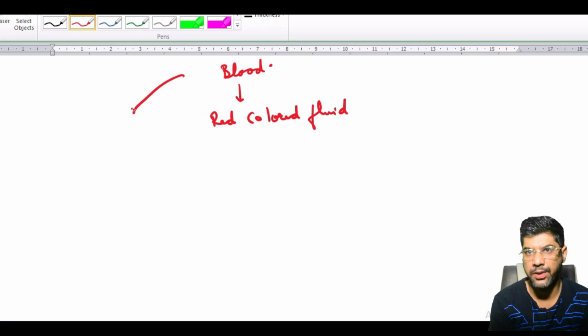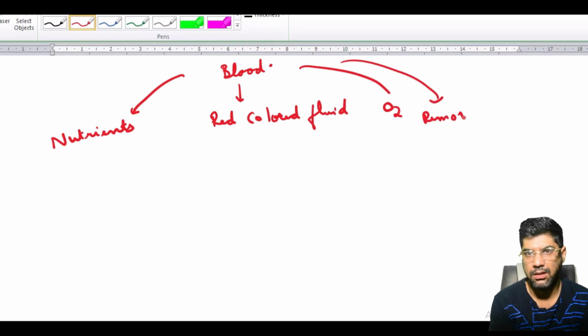It carries nutrients to all parts of the body. It carries oxygen to all parts of the body. And apart from that, it removes waste products including carbon dioxide. So blood, remember, color of blood. What are the properties of blood?